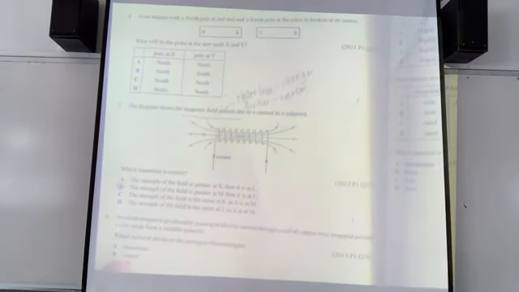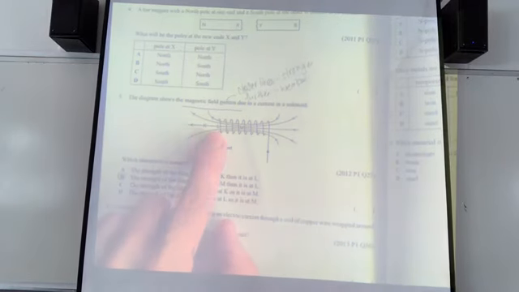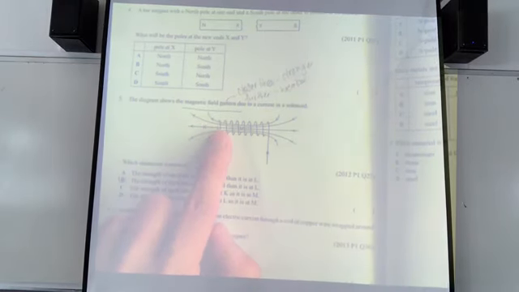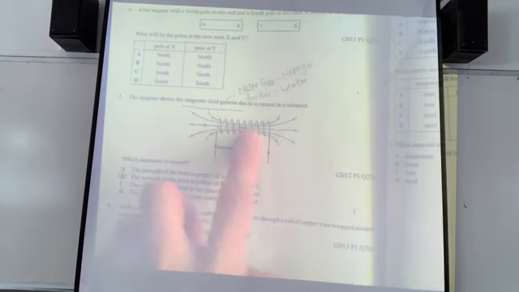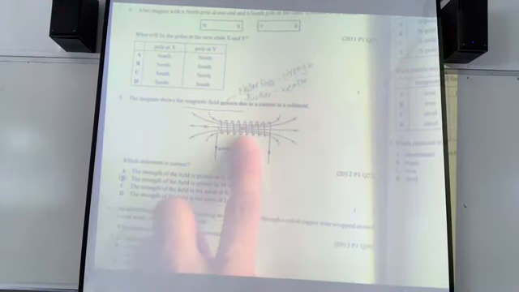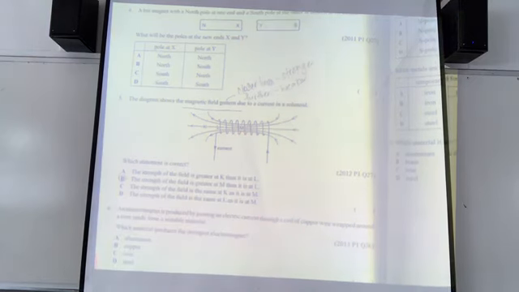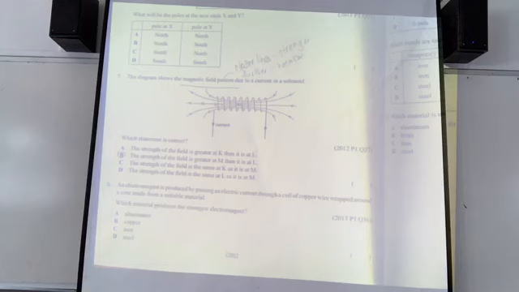Okay, don't believe, we can read the rest. Greater at K than L, rubbish, K is definitely weaker than L. Is it the same as K and M? No, M is strongest. Is it the same as L and M? Rubbish. M is the strongest. So the answer is B. Alright guys, next question.